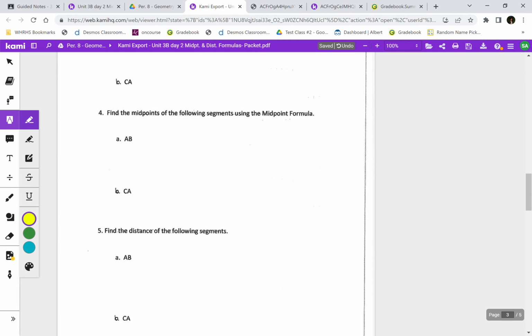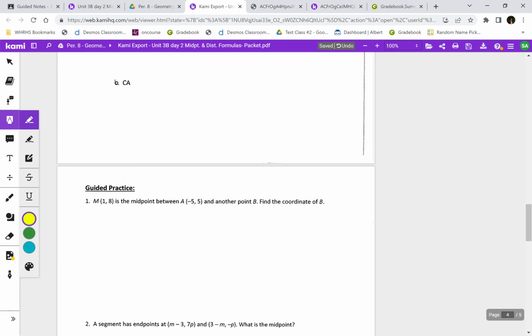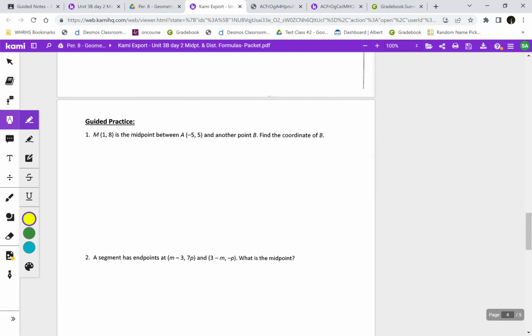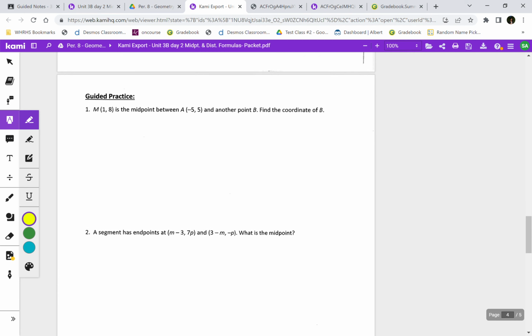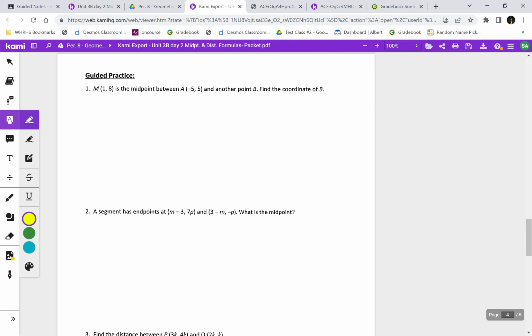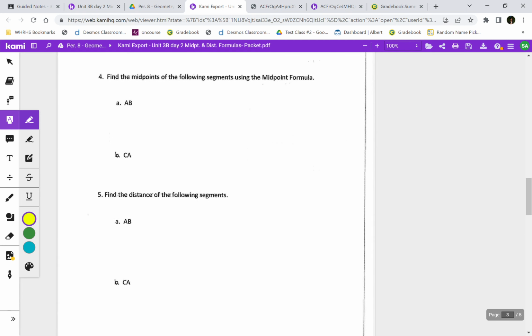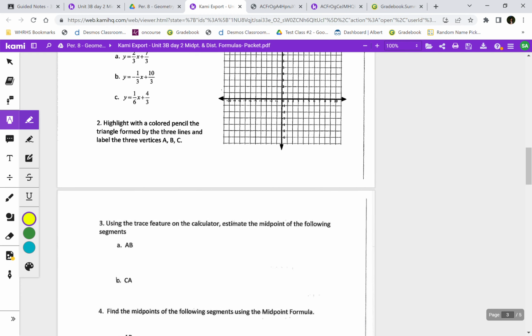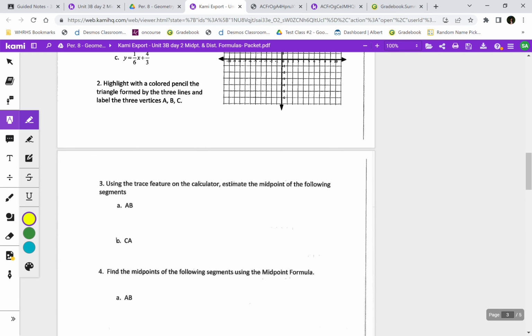Graphing. All right, we're going to skip all the calculator parts. Let's go to where it says guided practice. So we're going to scroll down to where it says guided practice. You know what we need to do? We need to do other practice before we do that. Okay, I'm going to change one of these problems.